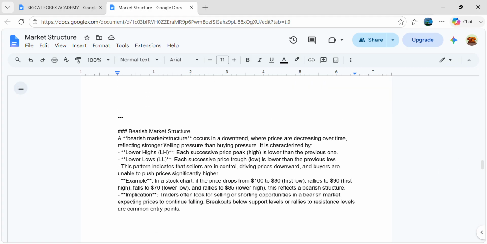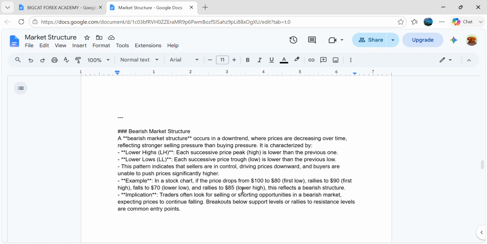And you can see a bearish market structure occurs in a downtrend where prices are decreasing over time, reflecting selling pressure over buying pressure. It is characterized by lower highs, each successive price high is lower than the previous one. Lower lows, each successive price low is lower than the previous one. This pattern indicates that sellers are in control, driving price downwards, and buyers are unable to push price significantly higher. Example, in a stock chart, if the price drops from $100 to 80, first low, rallies to 90, first high, falls to 70, lower low, and rallies to 85, lower high. This reflects a bearish structure, that is, the market is falling.